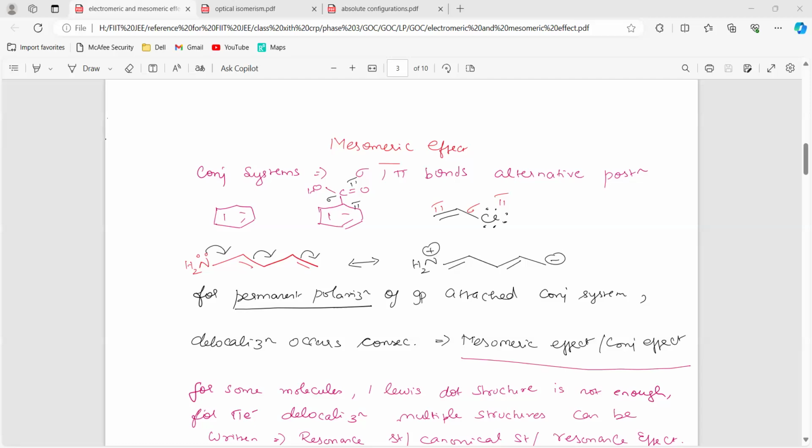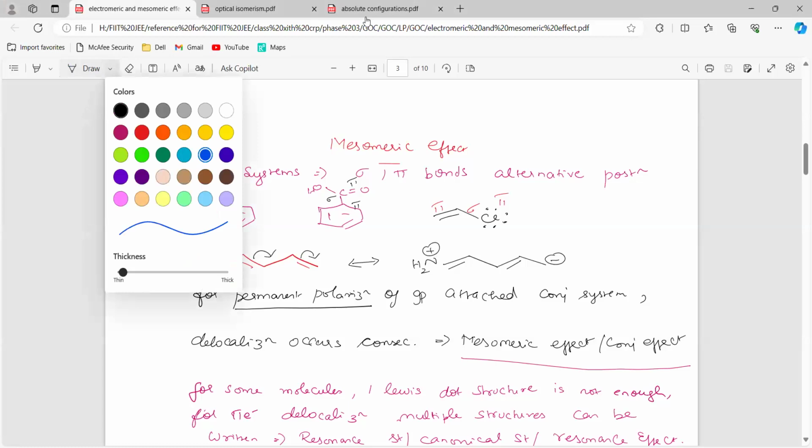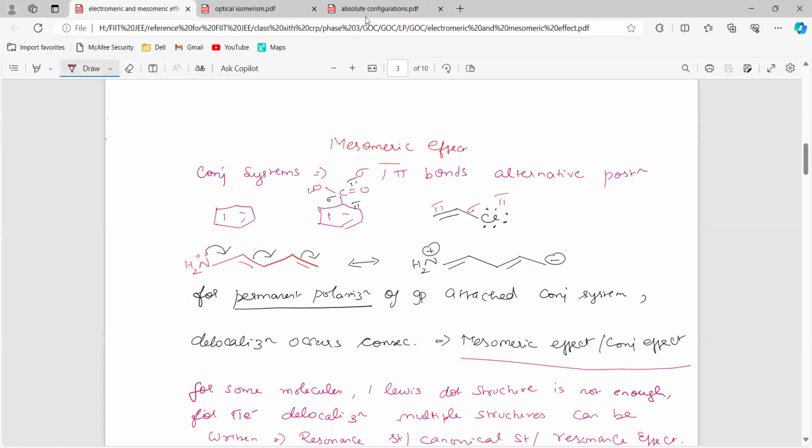So what is the basic condition for a mesomeric effect? If a molecule has to show mesomeric effect, what is the basic condition? Look at this. The molecule should have a conjugated system. Sigma and pi bonds should be alternative in position. Look at benzene. In benzene, how do we have? I have sigma here.